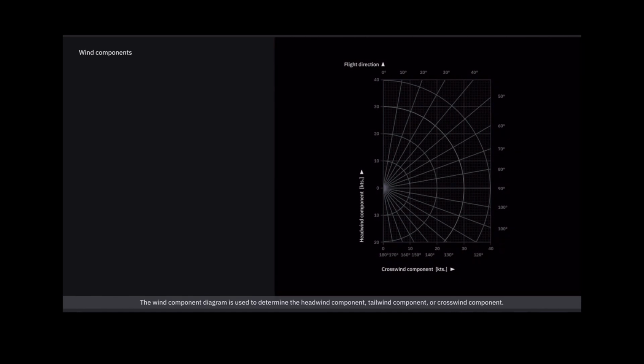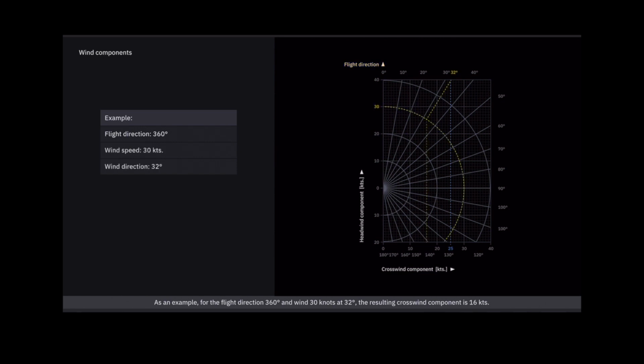The wind component diagram is used to determine the headwind component, tailwind component, or crosswind component. To get these results, the pilot should identify the flight direction, wind direction, and speed. The maximum demonstrated crosswind component for this airplane is 25 knots. As an example, for the flight direction 360 degrees, and wind 30 knots at 32 degrees, the resulting crosswind component is 16 knots.